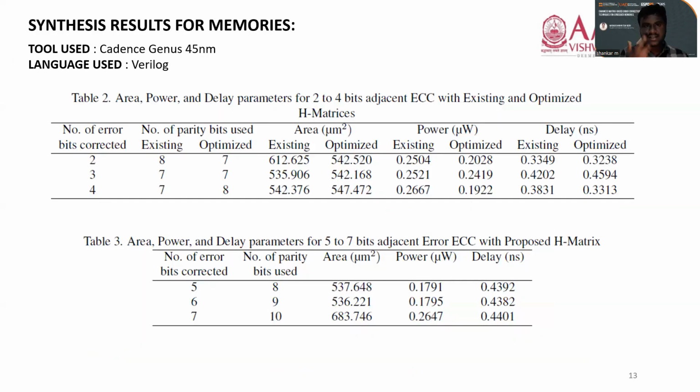So coming to the synthesis results. The tool we used for this synthesis is Cadence 45 nanometer, and the language is Verilog. In this paper, we are mainly focused on area, power, and delay. For different numbers of corrected error bits, like 2, 3, 4, 5, 6, 7, we have displayed the area, power, and delay. We have proposed H matrices for 7 to 8 adjacent bits.